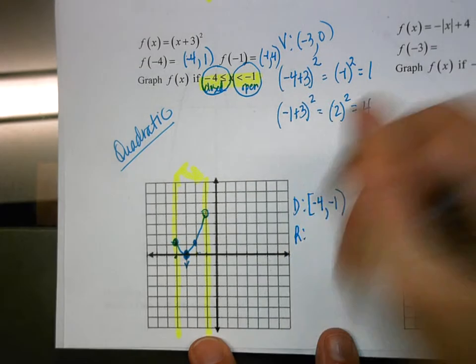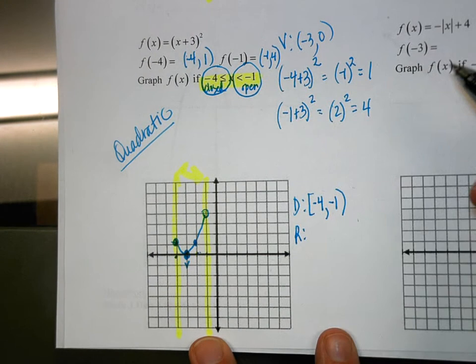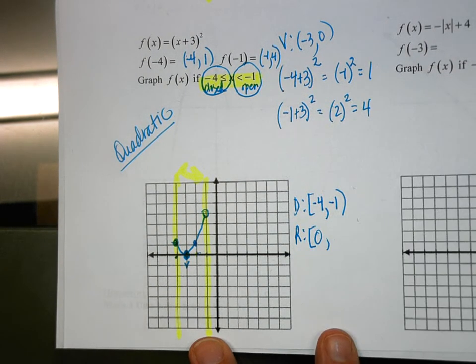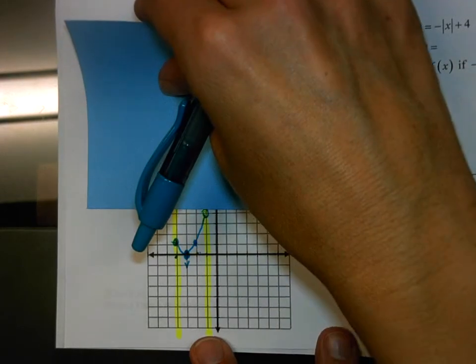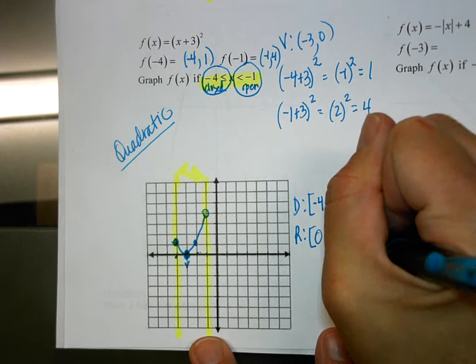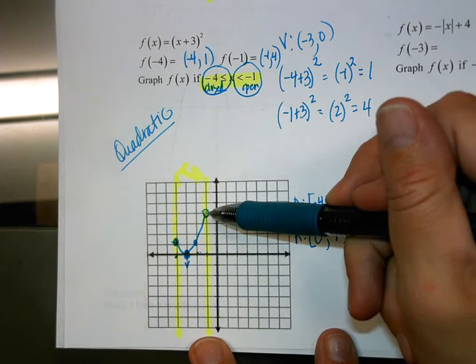Okay, range. What is my smallest range value? 0. Bracket or parenthesis? Bracket. And then my largest range value is up here, which is at what? 4. And would that be a parenthesis or a bracket? Parenthesis because it's an open circle.